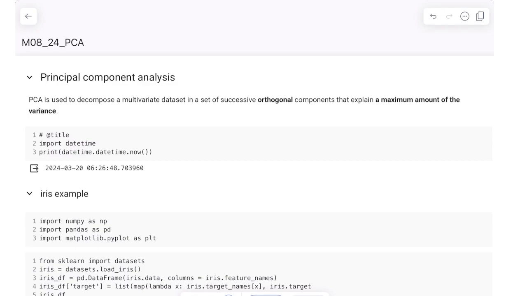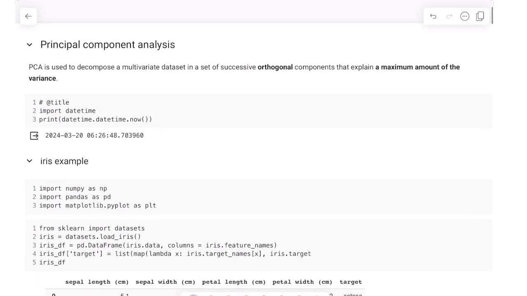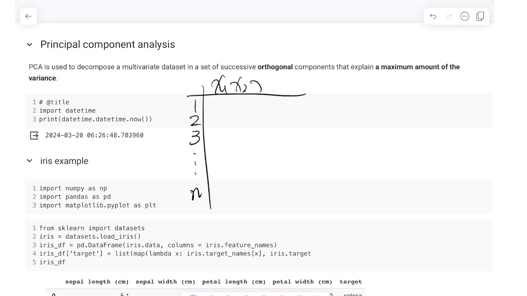So the next topic we're talking about will be principal component analysis, and it is a method to help us perform dimension reduction. Okay, so what is dimension reduction? When we collect data, usually we will try to collect as many features as possible, but there's some data which is useless.